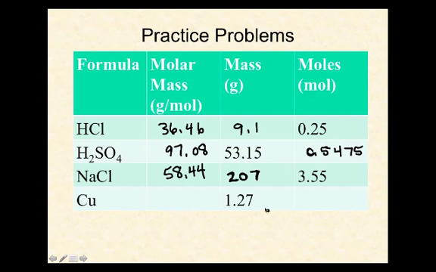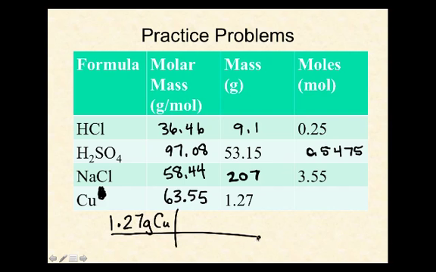Our last one is just asking about copper. Copper is an element made entirely of one kind of atom, so its molar mass we can read directly from the periodic table. I don't have to add anything up. So 63.55 grams per mole of copper, and we have 1.27 grams of copper. So how many moles is that? 1.27 grams. It's way less than 1 mole, right? Because 1 mole has 63.55 grams in it, and we only have 1.27 grams.